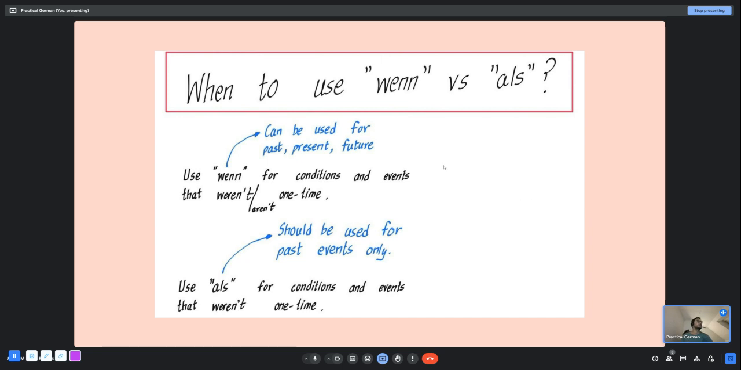So when to use wenn versus when to use als. So wenn, I think you already know, right? When you're giving a condition or you're specifying a situation, right? So wenn can be used for past, present, and future. Als you can only use for conditions and events that were one time. Sorry, it is a typo in the slide. It should be "were one time". So you're talking about past events that happened once.